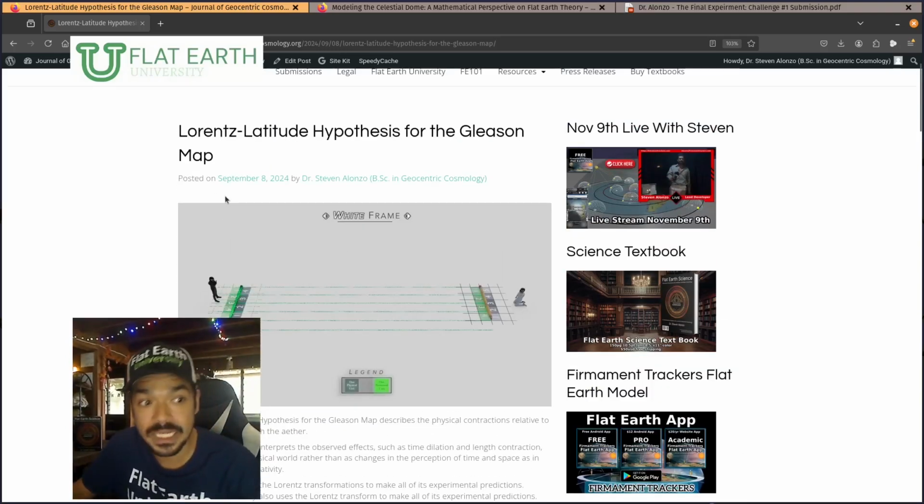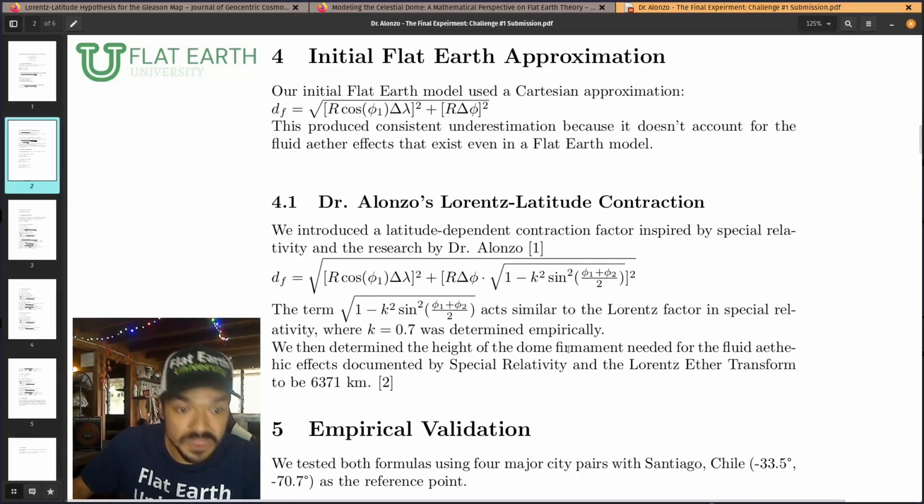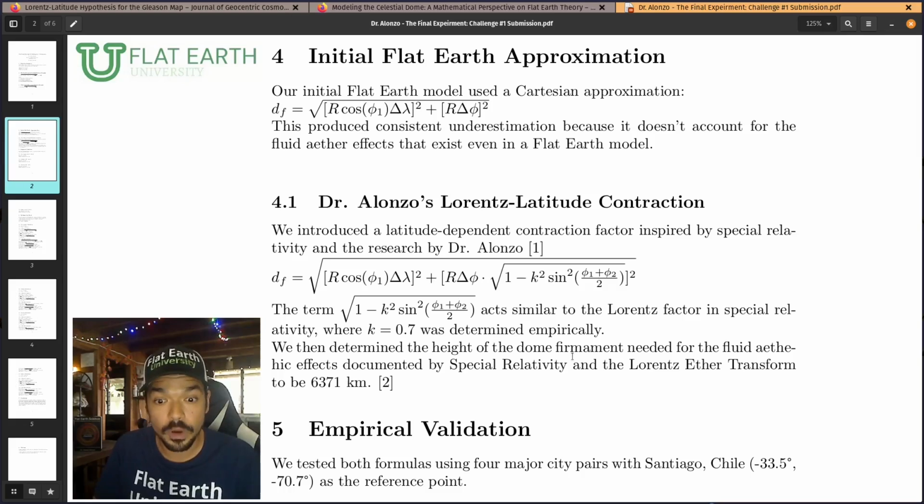Now, I wrote this September 8th. I didn't just make this up for this challenge. This is settled science that has been around for a while. Now, citation 2. What we then do is we realize that the effects of special relativity in the Lorentz ether transform depend on how high the celestial dome is.